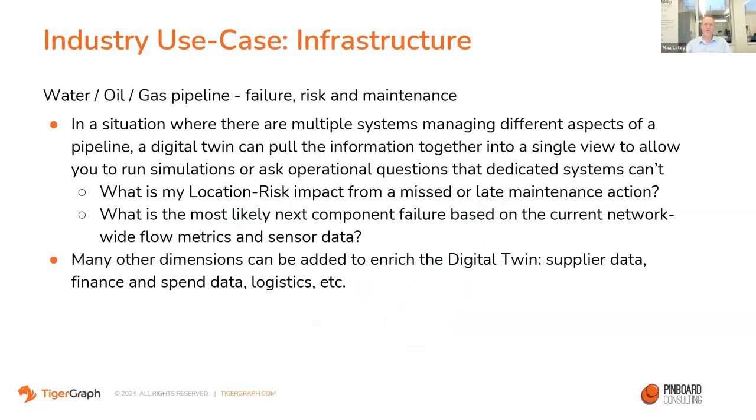This was just one which I picked out, right? Location risk. Predictive maintenance. So which is the most likely next component failure based on the current network-wide flow and sensor data? That's a good one if you're trying to plan your maintenance schedule and looking at your risk of component failure, sort of predictive work.